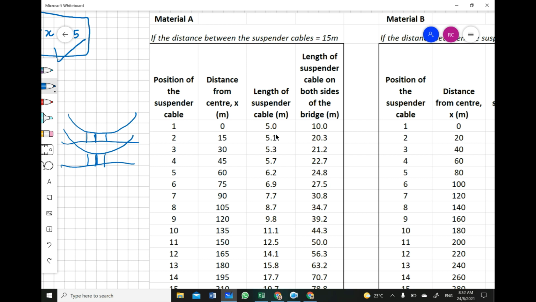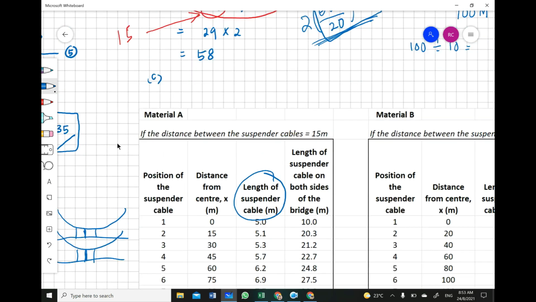How do I get 5.1, the length of the suspender cable? Do you have any idea? Any idea from anyone? How do I get the length of the suspender cable over here? Actually, it's from your calculation. That's why just now you derived the mathematical model, right? What is the mathematical model?